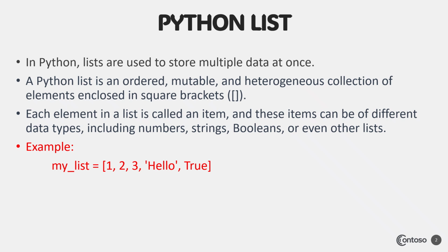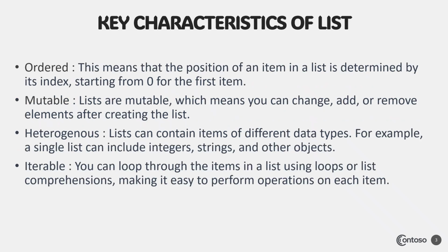So in a list, we could use different data types, including numbers, strings, booleans, or even other lists. In this example, my_list equals 1, 2, 3, hello, true. In this list, there are three data types: integers, strings, and boolean.